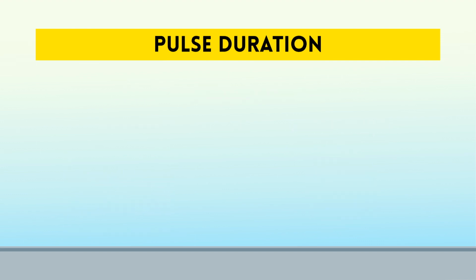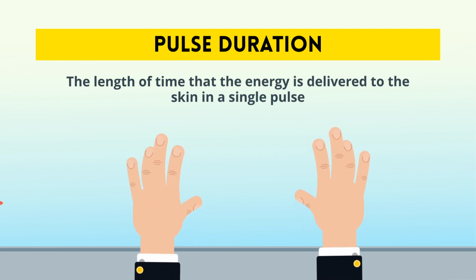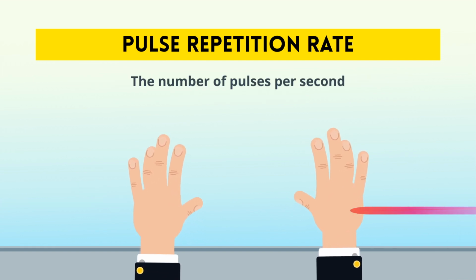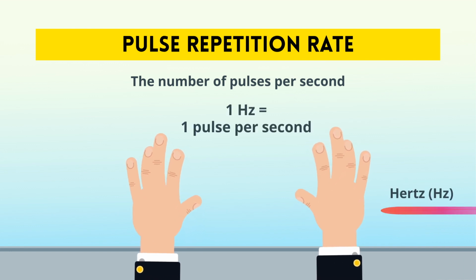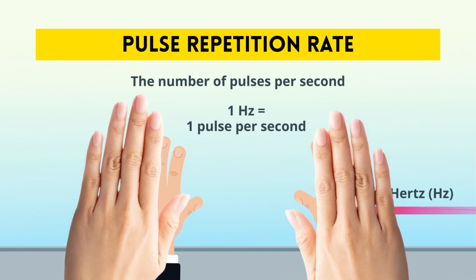We can also calculate the amount of energy per pulse by multiplying the peak power by the pulse length. The pulse duration refers to the length of time that the energy is delivered to the skin in a single pulse. This is measured in seconds, whereas the pulse repetition rate refers to the number of pulses per second. This is measured in hertz. 1 hertz equals 1 pulse per second.